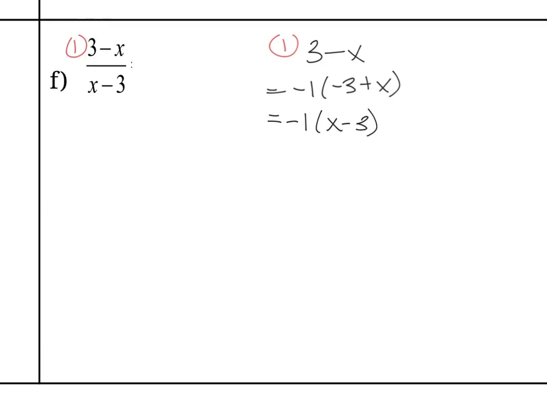So now I can see that we have factors that match. So I'm going to put them back into this equation. So instead of 3 minus x, I'm going to write negative 1 times x minus 3, and then our denominator was always x minus 3. So again, x is not a factor, negative 3 is not a factor, x minus 3 is the factor.